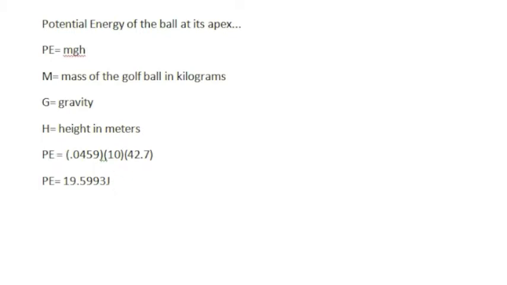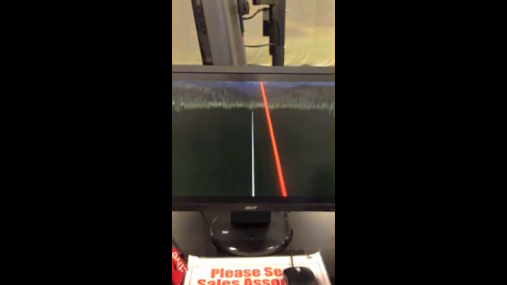This gave us the equation PE equals 0.0459 times 10 times 42.7. This gave us a total potential energy of the ball at its apex of 19.5993 joules. Here you see the ball reach its apex, where it achieves its greatest potential energy of 19.6 joules.